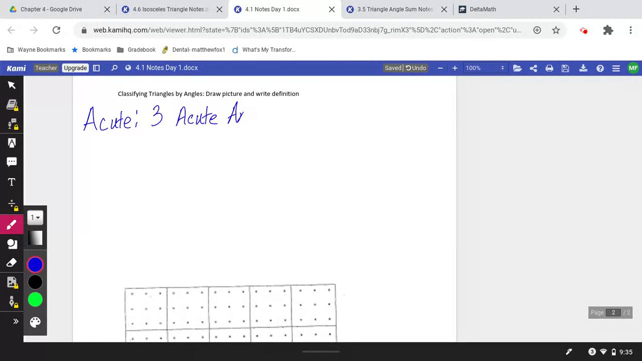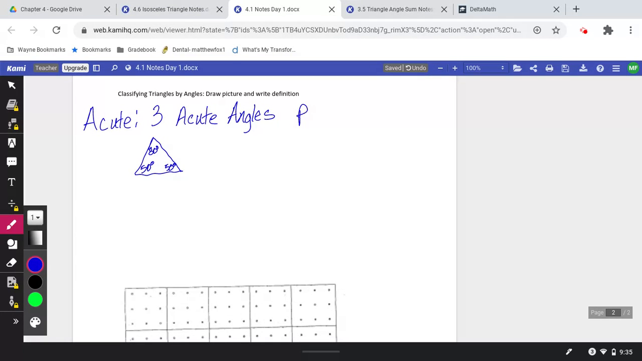Now we still know every triangle, they will always add up to 180. But if, say, this was 80 degrees and this was 50 and 50, all 3 of those, 80, 50, and 50 are acute, meaning less than 90, more than 0, right? So that is an acute triangle.